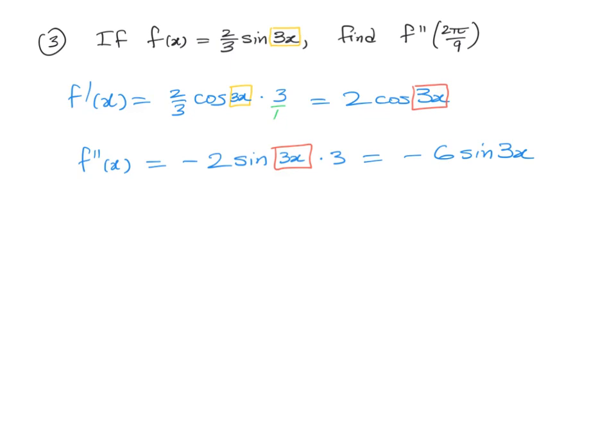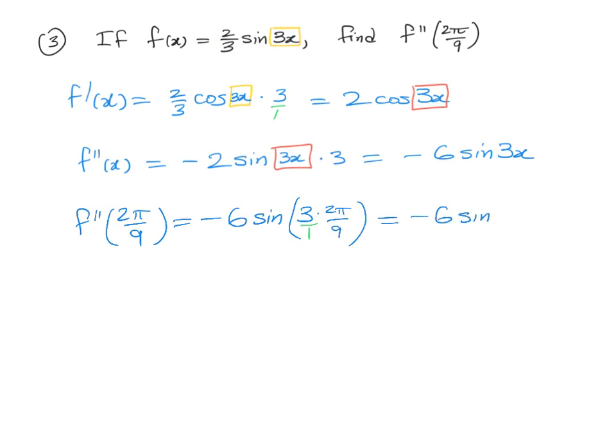That is not f double prime of 2 pi over 9. So what I need to do is plug 2 pi over 9 in here for x and see what happens there. So f double prime now of 2 pi over 9 is negative 6 times sine of 3 times 2 pi over 9. Now to simplify a little bit, I notice that it's really 3 over 1 here. So the 3 and the 9 will partially cancel, and I'll end up with 2 pi over 3. So really what I'm doing is negative 6 sine of 2 pi over 3.